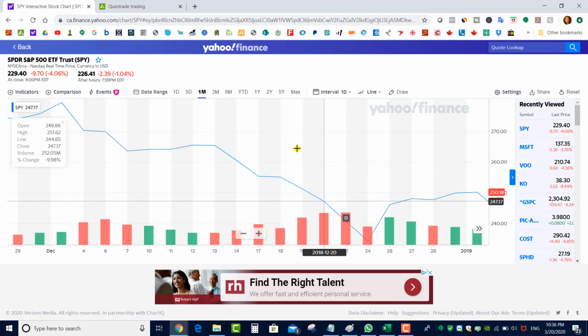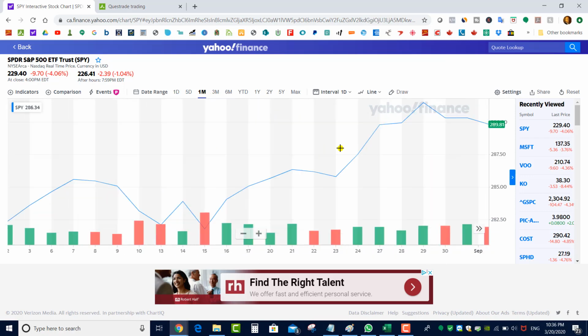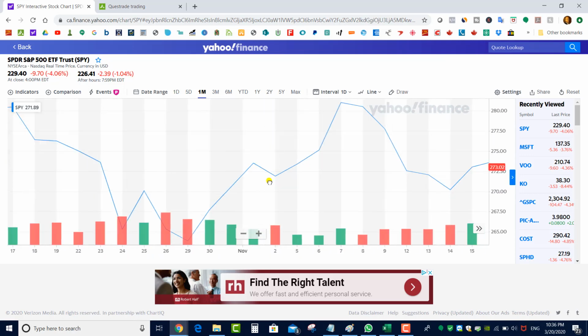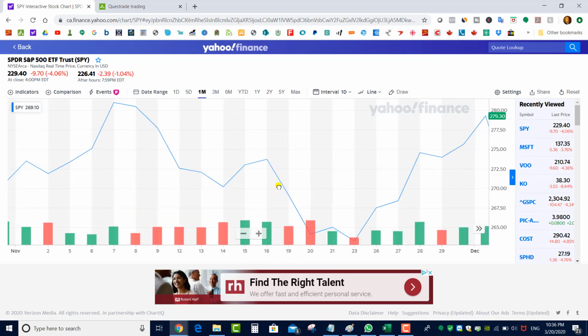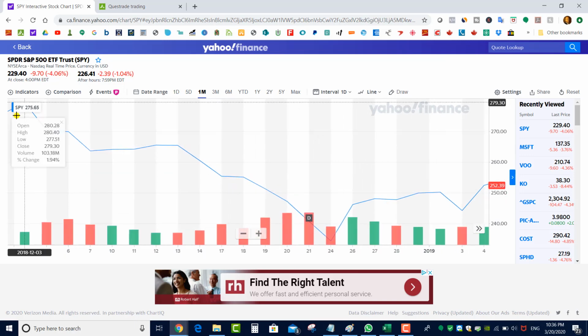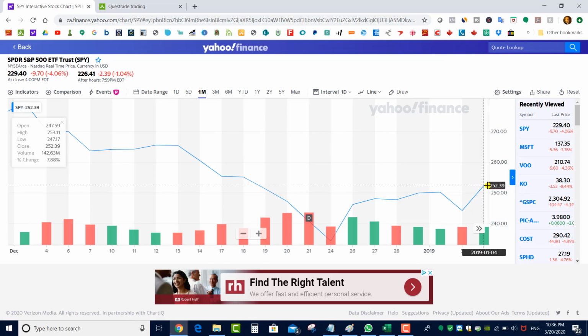So I'm choosing a 1 month period. I'm just going back randomly here. Let's go to December 2018. I think that would be good, it's more realistic where you get a slight market correction. So here's December 2018. You can see here that December 3rd, SPY was at 275, but 30 days later, it's at 252.